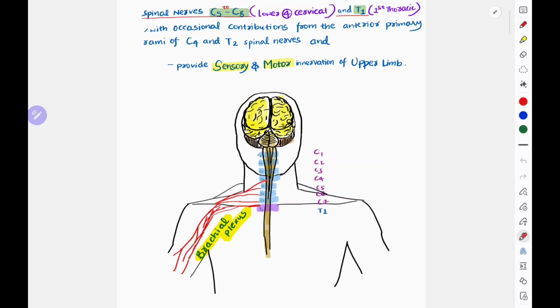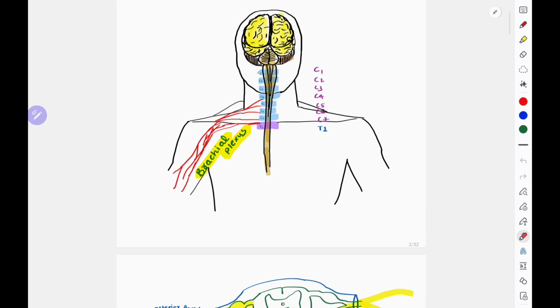The C5 root of a spinal nerve, along with C6, C7, C8 and T1 roots, combine to form this network of nerves which passes through the axilla and goes to the arm and forearm. They innervate the total upper limb. So this network of nerves is called the brachial plexus.